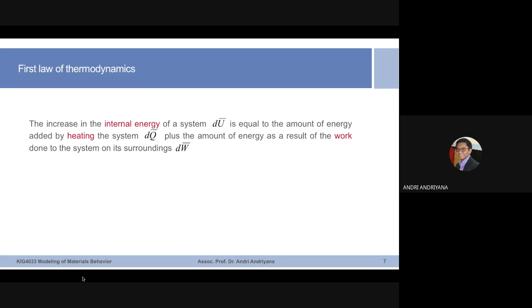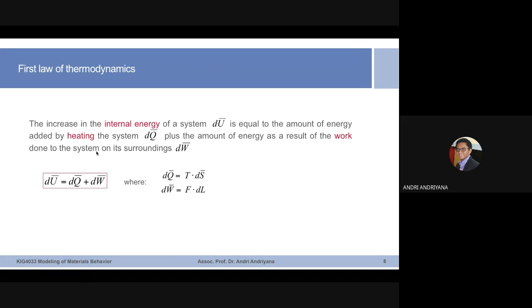So if I put it in mathematical notation and give the formal definition of the first law of thermodynamics like this: the increase in the internal energy of the system, which I denote as dU bar, the change, the increase, is equal to the amount of energy added by heating the system plus the amount of energy as a result of the work done to the system, dW bar, or simply this one.